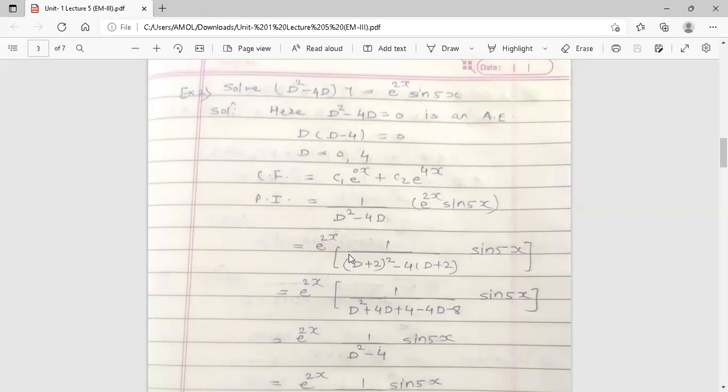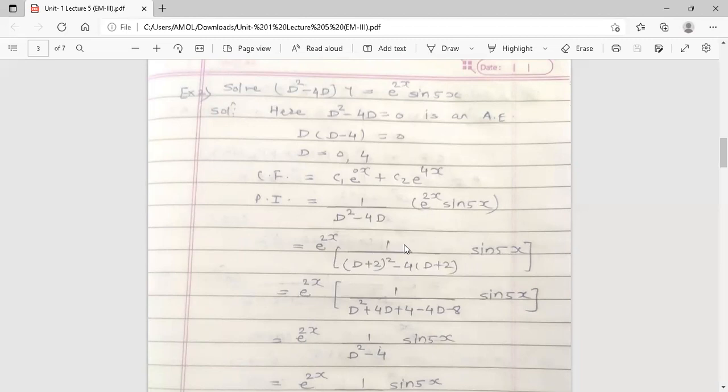So how to solve for the exponential function first? Replace the term D by D plus a, where a is the coefficient of the exponential function. Here the value of a is 2, so you replace D by D plus 2. Your denominator will be 1 upon (D plus 2) whole square minus 4 into bracket D plus 2, into sine 5x, bracket complete. And e raised to 2x goes outside the bracket, because its work is over after replacing D by D plus 2. The next step, e raised to 2x as it is.